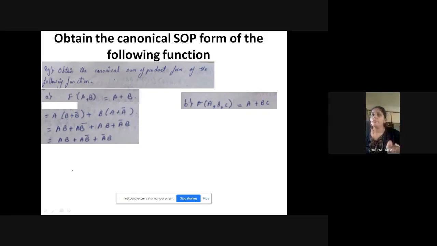Okay. See, now here, f is a function of three variables a, b, c. It's a function of three variables a, b and c, which is expressed as a plus bc. But now what I want is to express it in terms of canonical sum of products. Okay, it means what? Each term, see, each term, this should have A, B and C either in the complemented or uncomplemented form.